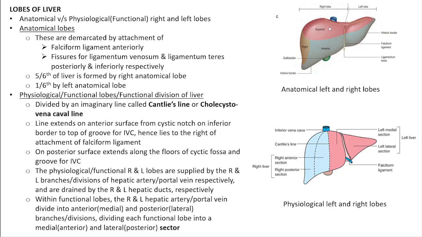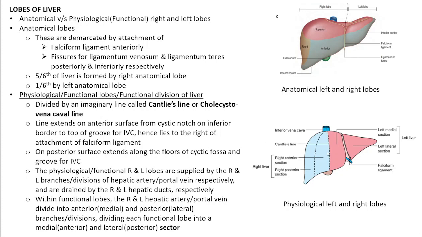So we have to devise something called a functional or surgical division of the liver, which actually has some surgical significance. For that, we draw an imaginary line extending from the uppermost part of the groove for the inferior vena cava to the cystic notch on the anterior surface, and on the posterior surface it will pass through the middle of the cystic fossa and then through the middle of the groove for the inferior vena cava. This line is called Cantlie's line, also called the cholecystovena caval line.